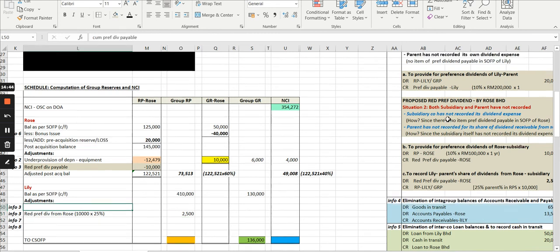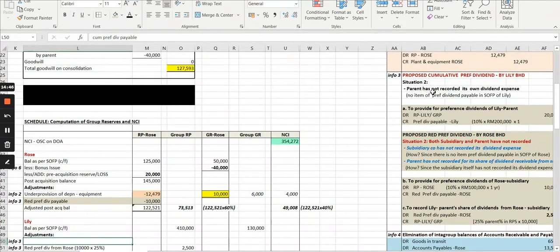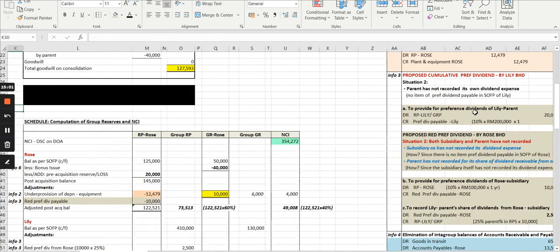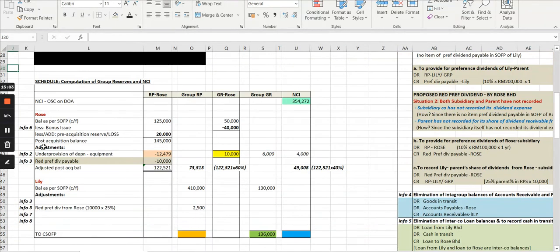And at the same time, the parent itself declared their own dividend. This 20,000, which affects Lily's column, the parent. So that 20,000 must be shown in the schedule, and when you do that, you need to go and deduct instead of adding it. Why? Because this is an expense of the parent. The one that is shared from the subsidiary is what you add. The one that was declared by the parent must be deducted.